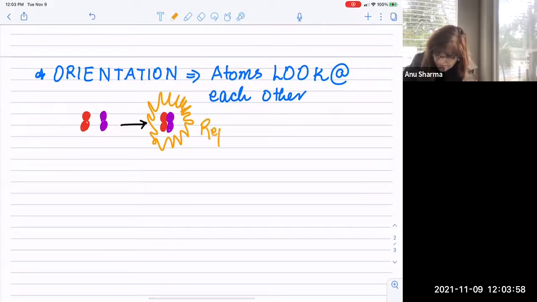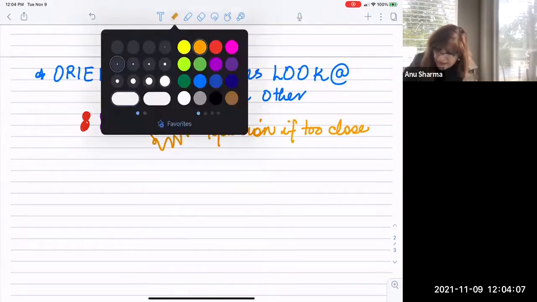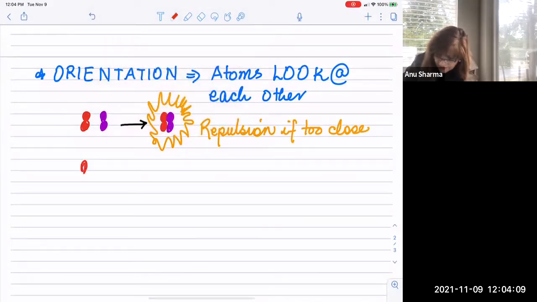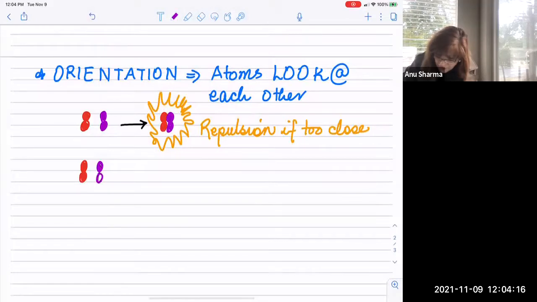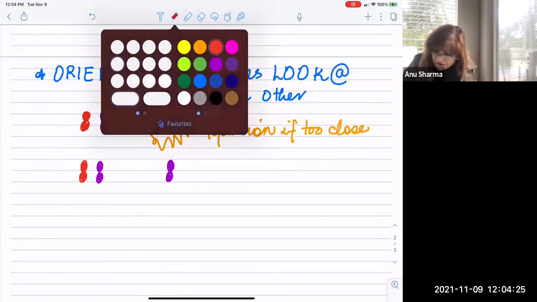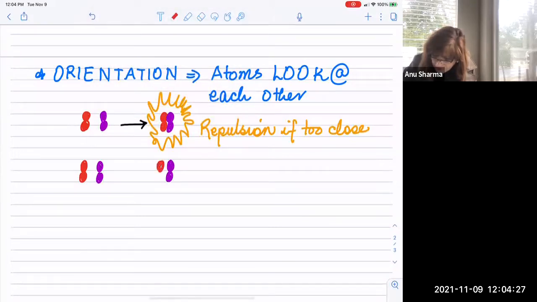Repulsion if too close. Now, another thing that happens is that they try again and come again, but this time just barely. They are close, but not very close, not touching. Here they are actually touching, but here we have this one, and the other one is just there. So there's just a little spark.